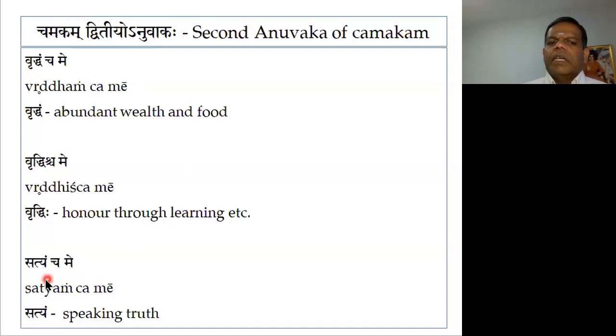So the next one is Satyam Chame. I think everyone is familiar with it, so I don't have to go into too much detail. Satyam means speaking truth, or truth. Swami has spoken a lot about truth, so I will not dwell on it. We will move on. In terms of pronunciation, it should be pretty simple.